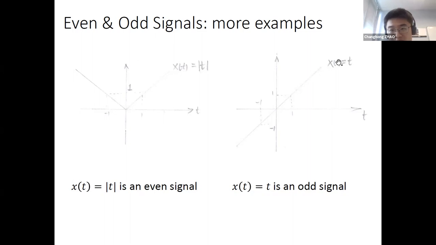But x of t equals t, which is just a straight line with slope 1, is an odd signal because it has this anti-symmetric structure. In particular, it passes through the origin 0, 0. And if you look at two particular points on this signal, x of 1 equals 1 and x of minus 1 equals minus 1, which both correspond to the definition of an odd signal.